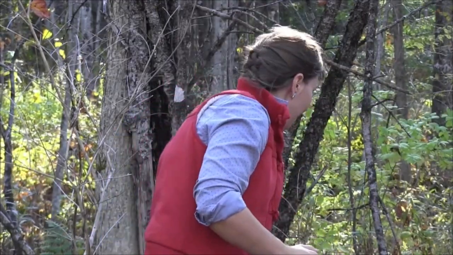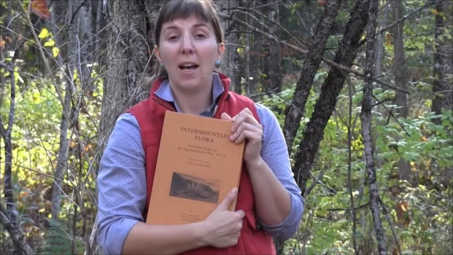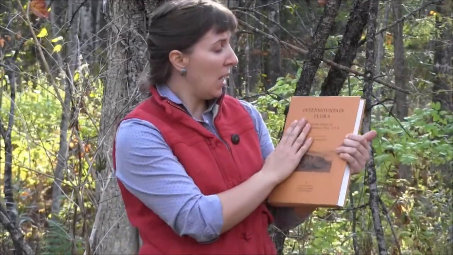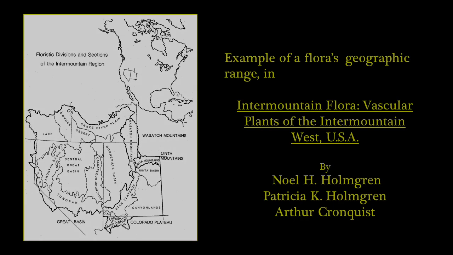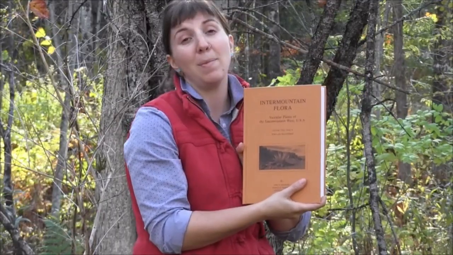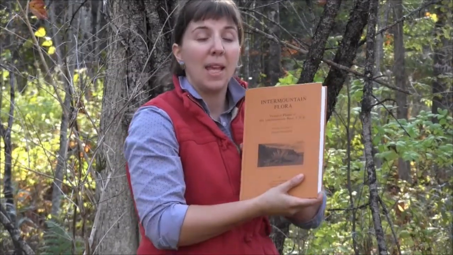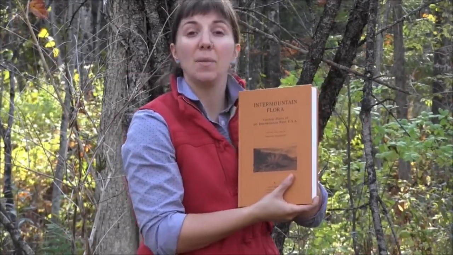So this is one volume of the Intermountain Flora. This is a multi-volume flora, and this has all of the plants in the intermountain western US. So all of the plants that are in between the Sierra Nevadas and the Rocky Mountains. This is volume 2, part B, and you can use this if you are working in that region and maybe your local flora or your local dichotomous key isn't broad enough.